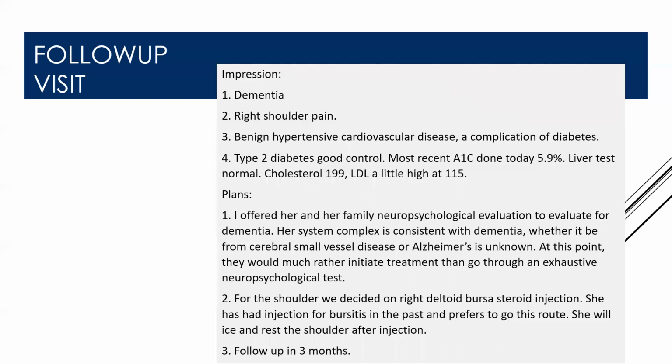The patient has multiple diagnoses. Under the impression, we have dementia, right shoulder pain, benign hypertensive cardiovascular disease, which is a complication of diabetes, and type 2 diabetes. It's important to report the diagnoses that the provider treated during the encounter and any chronic conditions that affect the care of the patient.